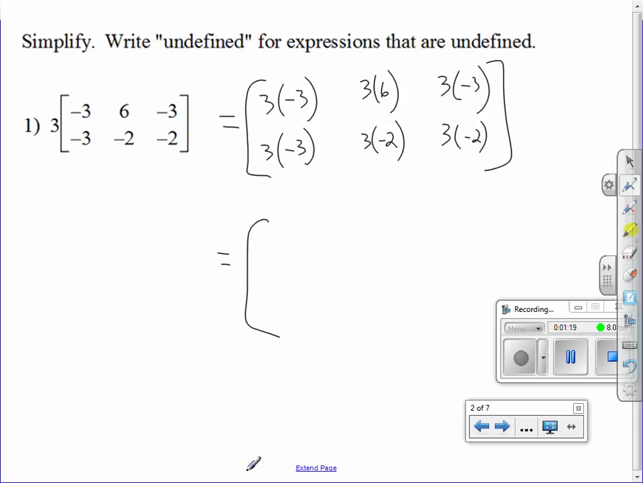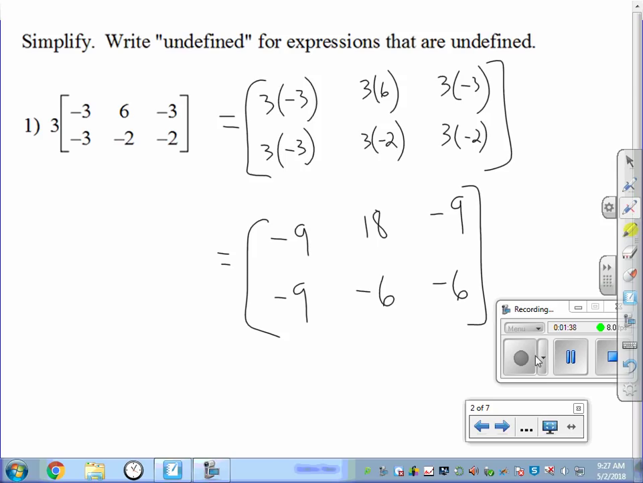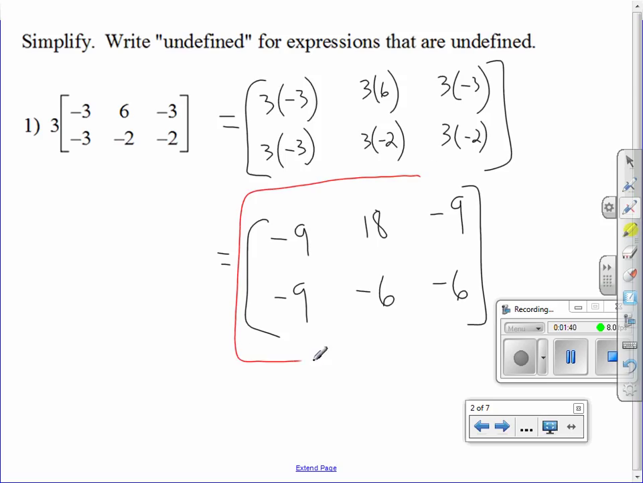We just multiply everything in the matrix by the number on the outside, and this is the resulting matrix. Negative 9, negative 9. 3 times 6, 18. 3 times negative 2, negative 6. 3 times negative 3, negative 9. 3 times negative 2, negative 6. There's our final answer. So when we scale the matrix that we were given by a factor of 3, the resulting matrix is this guy right here.